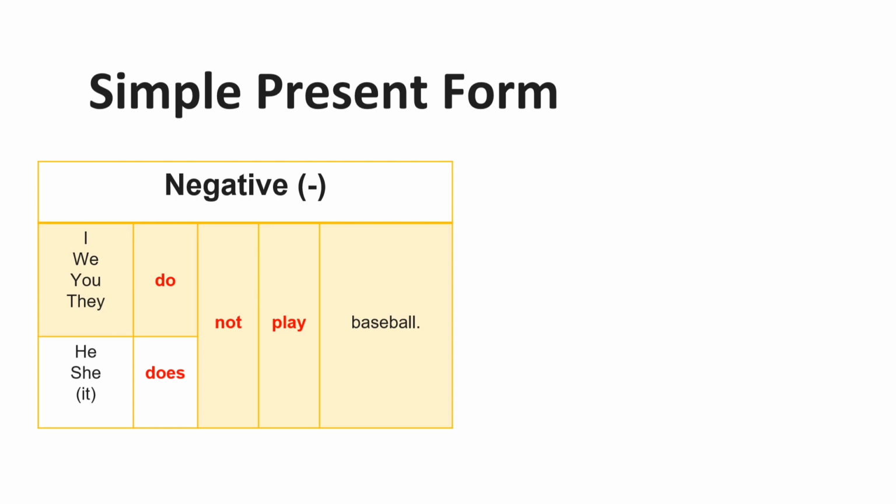But be careful here. When we have does in the negative sentence, we use the verb in its simple form. So we don't say he does not plays baseball. No, we don't have s anymore because we have does. He does not play baseball, or she does not play baseball.